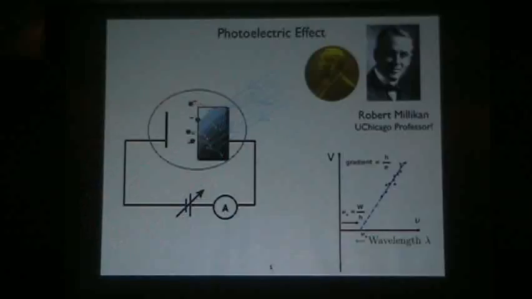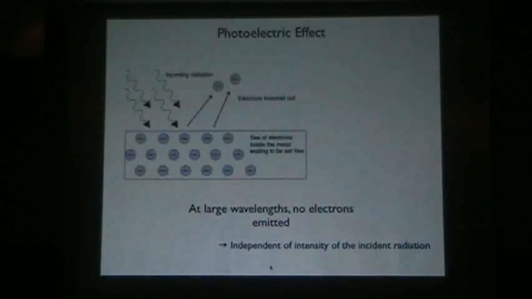And the characteristic data looks something like this. If you plot that stopping potential you have to induce as a function of frequency, or I like to talk about wavelength, so I put wavelength here. Large wavelengths are here, small wavelengths are here. You find that emission stops at a critical value of the wavelength. There's some wavelength beyond which no electrons are emitted.